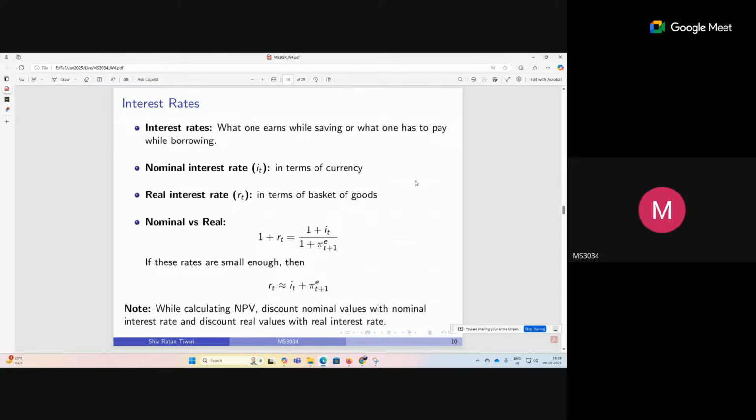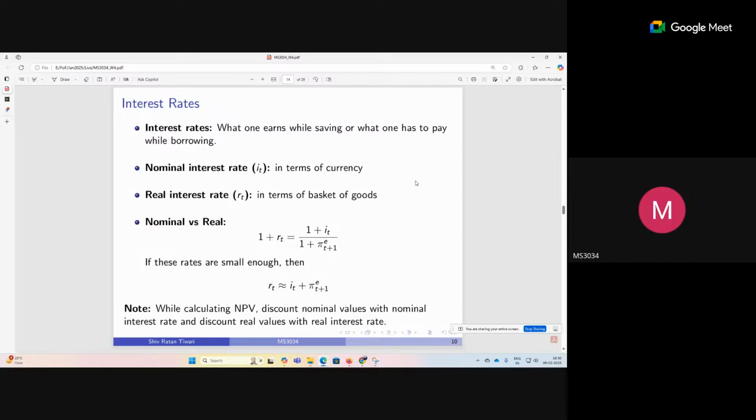For example, if a bank is giving you a loan at a 10% annual interest rate, then this 10% is the nominal interest rate. Similarly, if a bank says it is giving you 7% interest on your FDs, then it is the nominal interest rate which it is quoting. It is not accounting for inflation. The interest rates which account for that are the real interest rates.